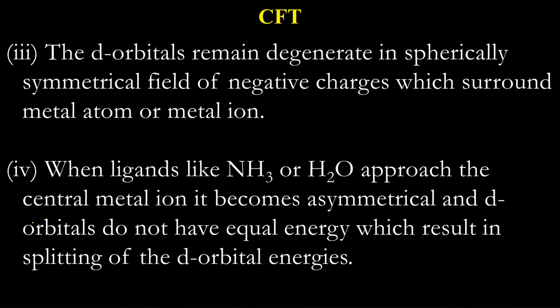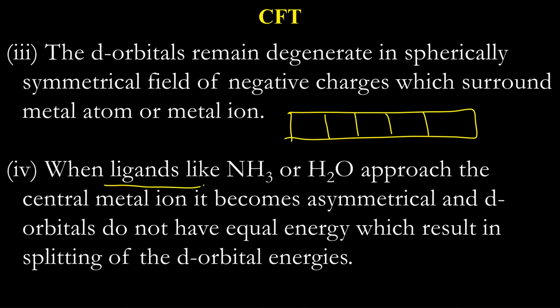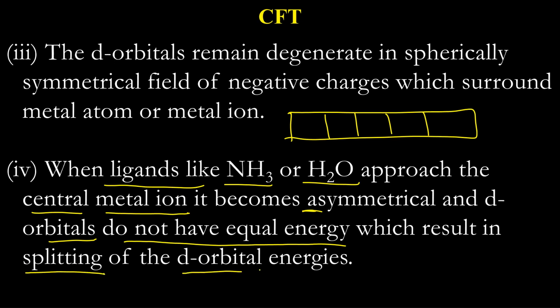The d orbitals remain degenerate in a spherically symmetrical field of negative charges which surround the metal atom or metal ion. So normally they will remain degenerate, meaning all 5 will have the same energy. When ligands like ammonia or water approach the central metal ion, it becomes asymmetrical. Then it is not symmetrical, it is asymmetrical. And the d orbitals do not have equal energies, which results in splitting of the d orbital energies.